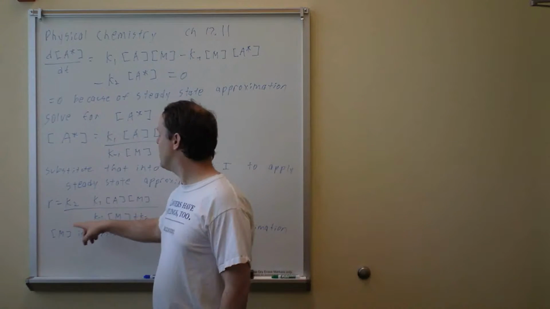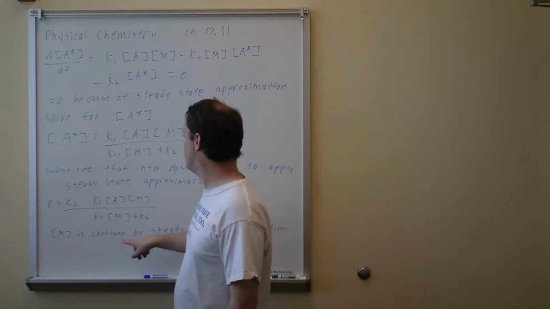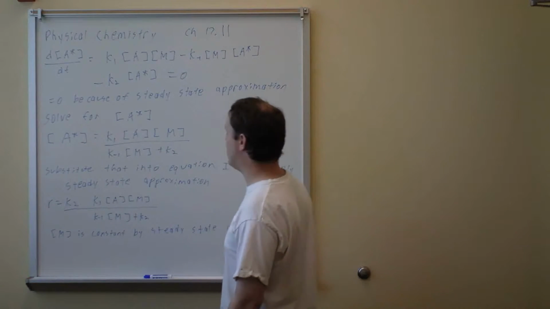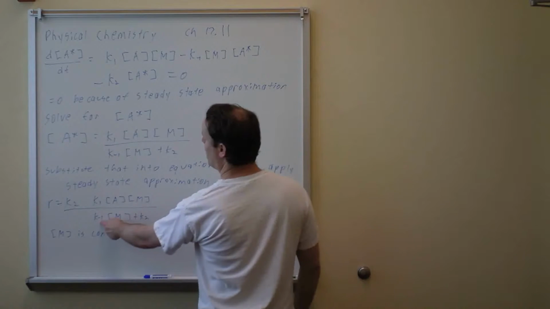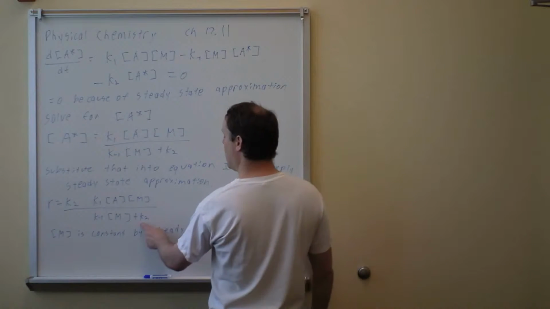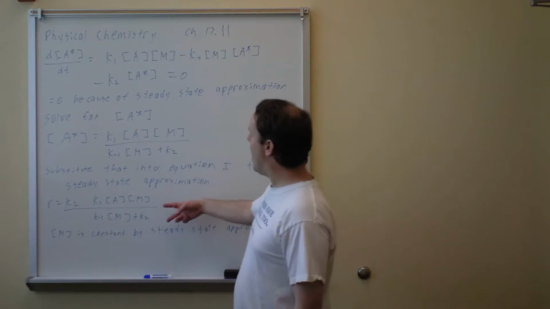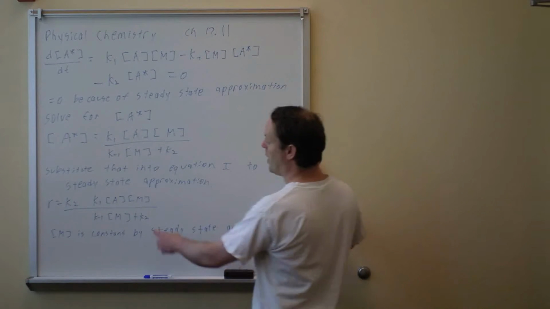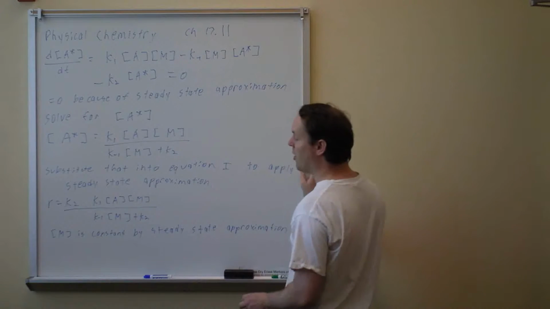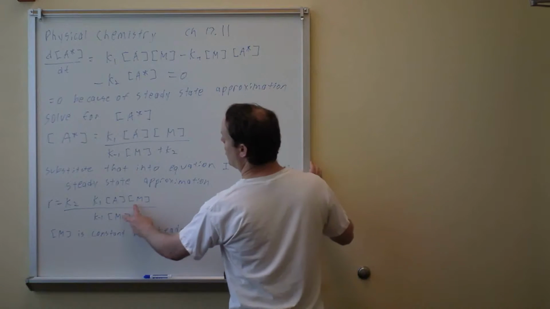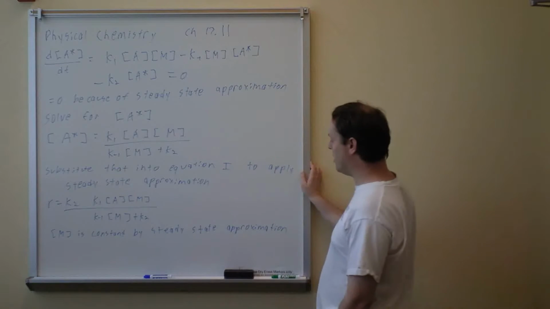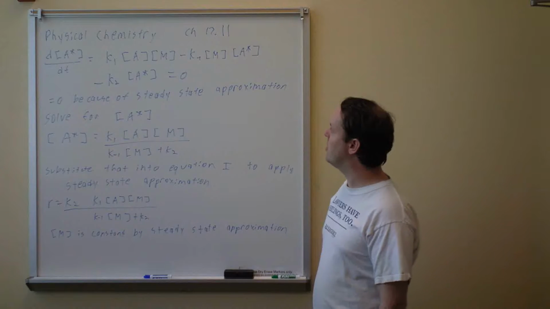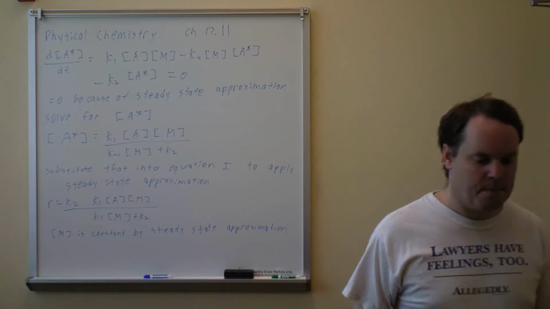So the rate of the overall reaction is going to be K2 times K1 times the concentration of A times the concentration of M, divided by the reverse rate constant K minus 1 times the concentration of M plus K2. So now we have a rate reaction that doesn't have an intermediate in the formula. Except, well, for the concentration of M, our third body. This too we don't want in there, and we're going to get rid of it by using our steady state approximation, again, because it's an intermediate.